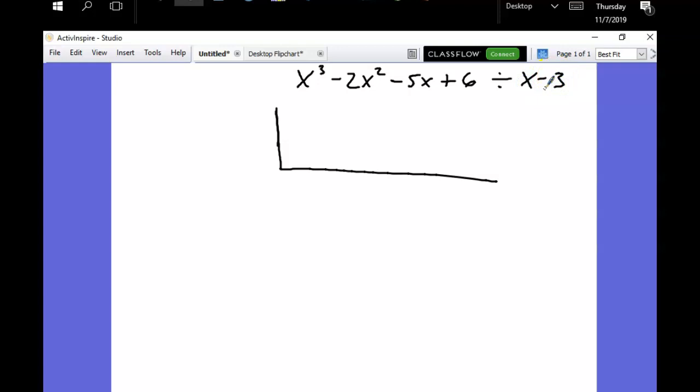Okay, so check it out. Synthetic division. What goes here? 1, just the front number. Next?